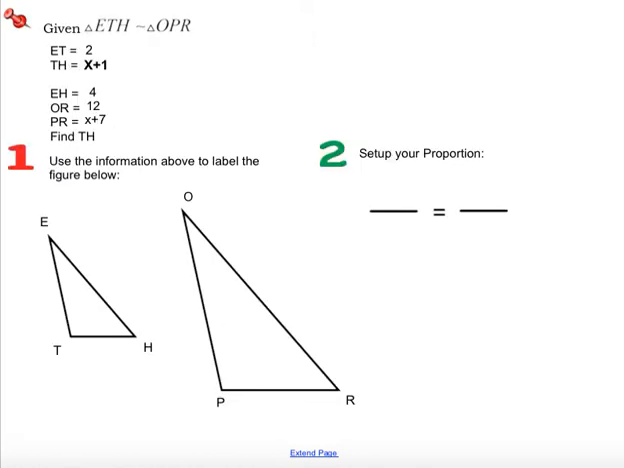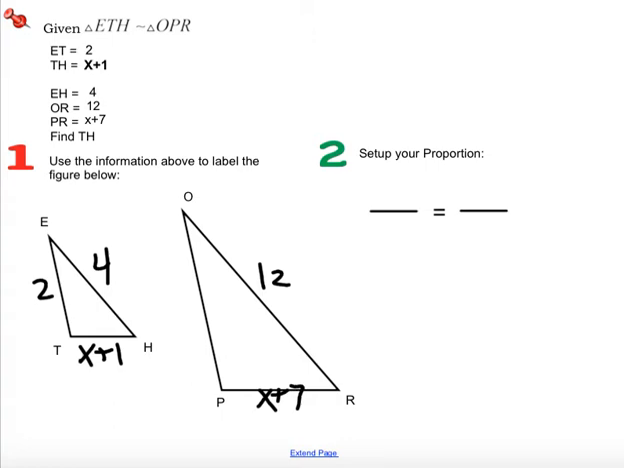We are given these two triangles, and we need to put some information on the sides of them. So ET is 2. TH is x plus 1. Let's see, EH is 4. OR is 12. PR is x plus 7. And I want to know what is TH.